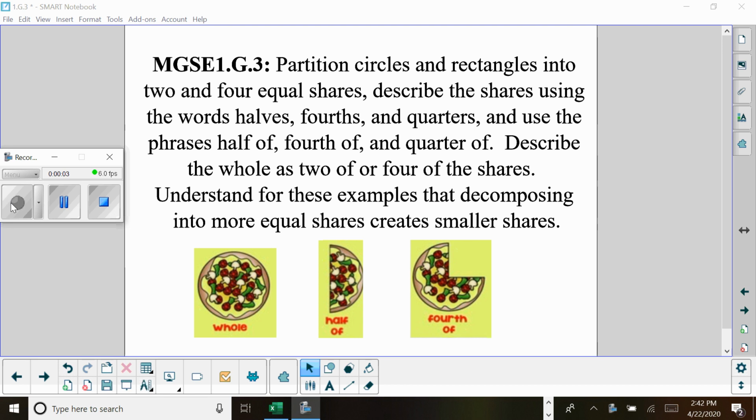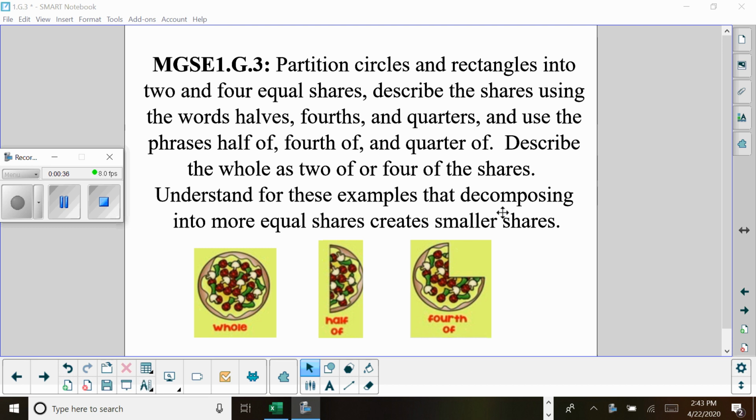All right, boys and girls, in math, we're going to work on partitioning circles and rectangles, so dividing or breaking them into parts, circles and rectangles, into 2 and 4 equal shares. So 2 parts and 4 parts that are the same size, describing the shares using the words halves, fourths, and quarters, and use the phrases half of, fourth of, and quarter of. Describe the whole as 2 of or 4 of the shares.